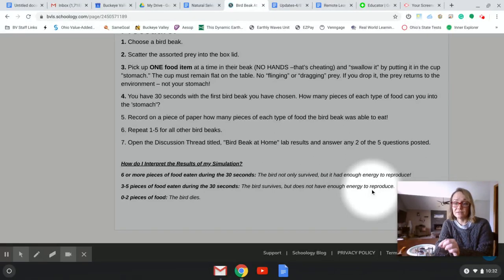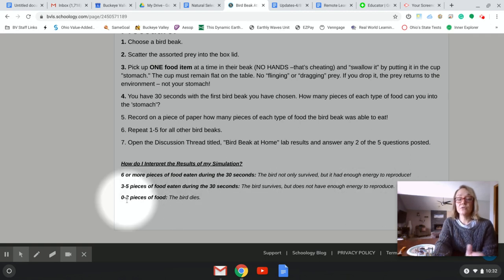Remember, one of the disadvantages of sexually reproducing organisms is that it takes a lot of energy. So just because it ate some food doesn't necessarily mean it's going to be able to reproduce and pass its genes on to another generation. If you only ate 0 to 2 pieces of food in your 30-second period, your bird does not survive.